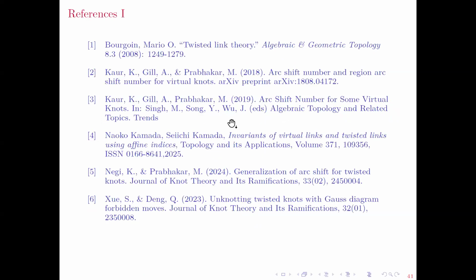These are the references. The first one is the first paper in twisted link theory by Bourgeois, who defined this new generalization of virtual knot theory. And there you can find other invariants also, like the knot group and the Jones polynomial. Everything is explained in that paper. The other is about this unknotting operation, and the paper by Nakamura and Saito on the invariant, the QST polynomial invariant paper, and these are all.